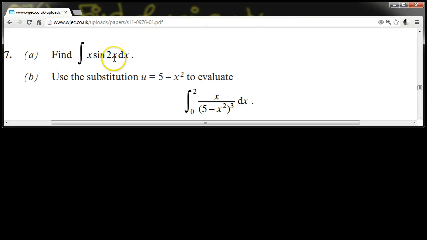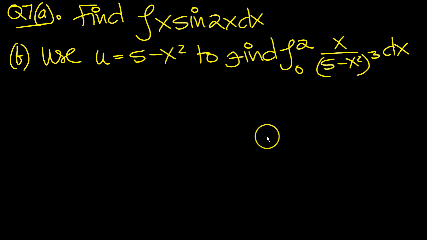Find the integral of x sine 2x dx and use the substitution u equals 5 minus x squared to evaluate the integral between 0 and 2 of x over (5 minus x squared) all cubed. So let's have a look at this then. I've got the summary of the question here.